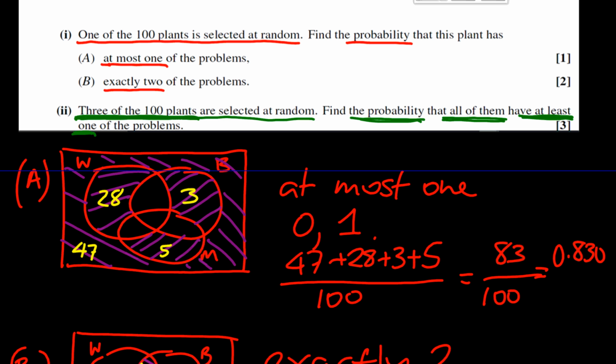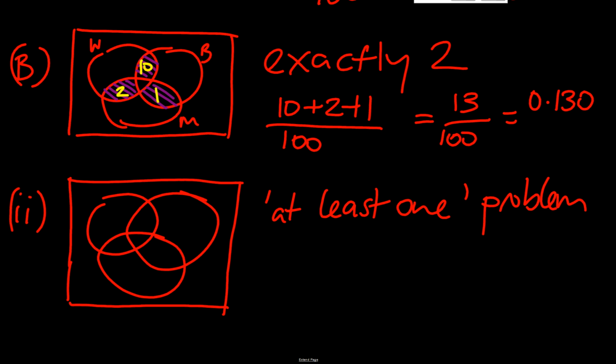So once we've selected one plant, there'll be only 99 plants left, and then only 98 for the third selection. So we've got to correct for that. So let's draw a diagram. Here's our diagram, and our criteria for Roman 2 is to have at least one problem. Everything inside these circles has one or more of the problems, because they've either got one problem, 2 problems, or 3 problems. The area on the outside does not have the problem.